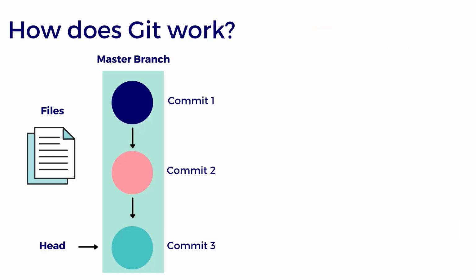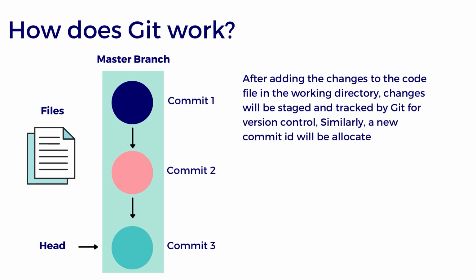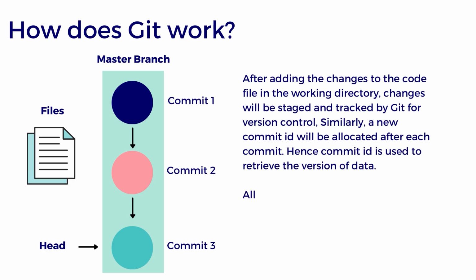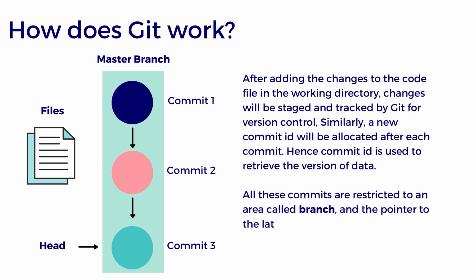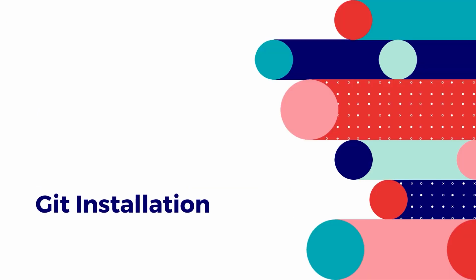Now we will further see how Git works. Here, we will try to see how a code file is pointed. After adding the changes to the code file in the working directory, changes will be staged and tracked by Git for version control. Similarly, a new commit ID will be allocated after each commit. Hence the commit is used to retrieve the version of data. All these commits are restricted to an area called a branch, and the pointer to the latest commit is known as HEAD. This is all about how Git works in an overview, so let us start with the installation of Git.